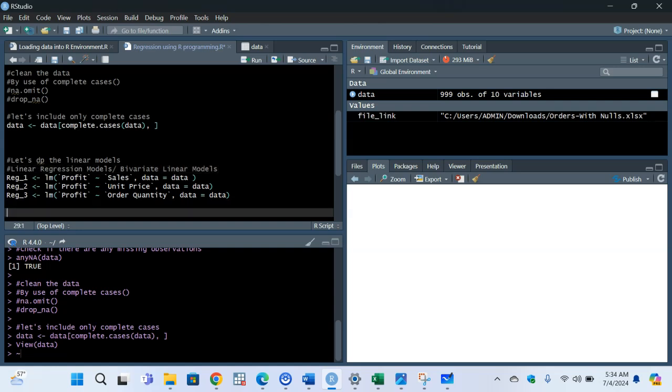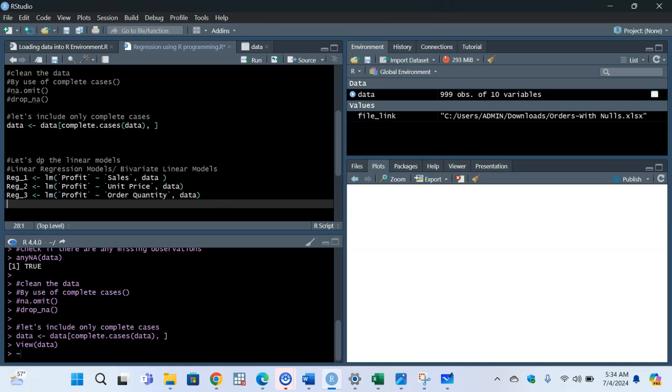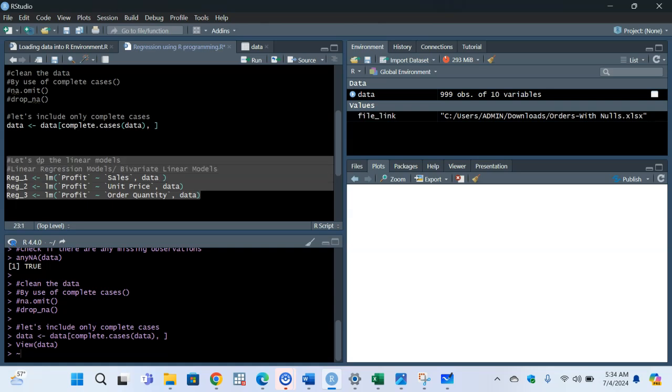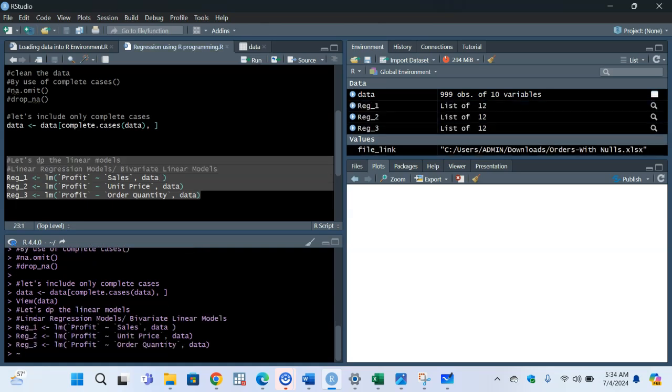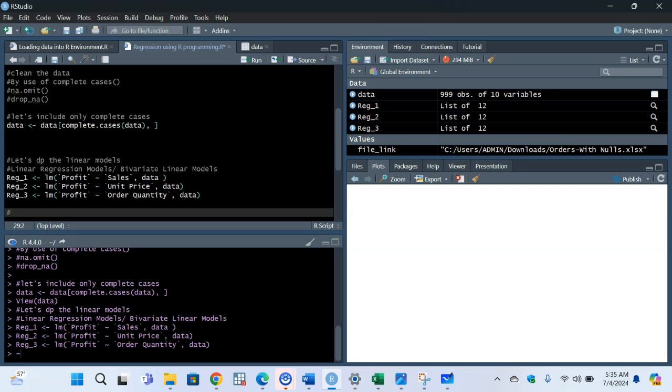So thereafter, let's try and see how these behave. Actually, you don't need to write anything like data here. This is not necessary. As long as you know the name of your data set, this is just for reference. So if we run the three models, you see here, the three models are here. So how do we know what the models contain? So let's view.